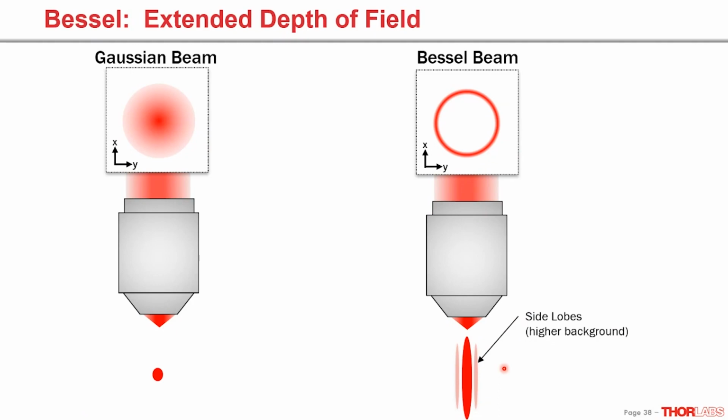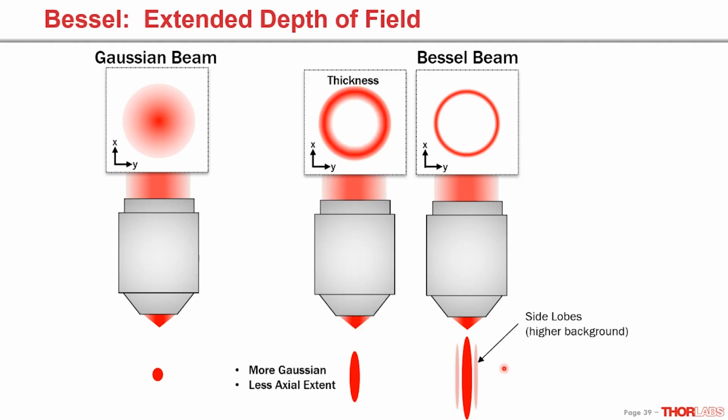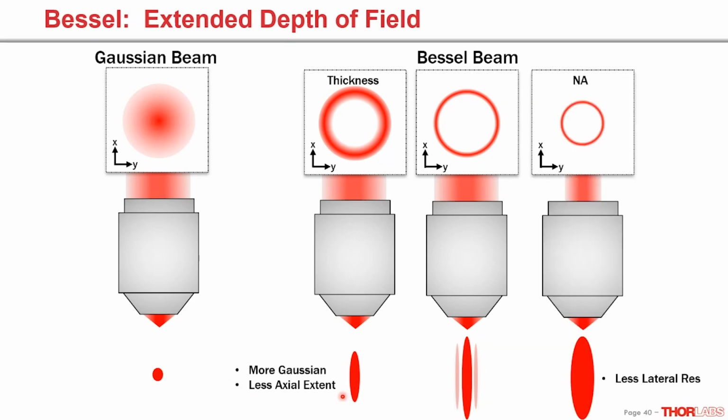So to reduce this, you can play with the parameter space. The two parameters you can play with, the first being the thickness of this Bessel beam. You can increase the thickness of this Bessel beam to have more Gaussian-like character in the beam, at the expense of having less axial extent. The second parameter that you can play with is numerical aperture, where you lose lateral resolution, but you minimize these side lobes.